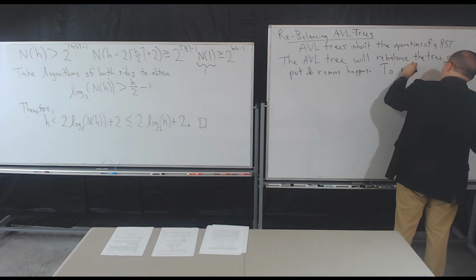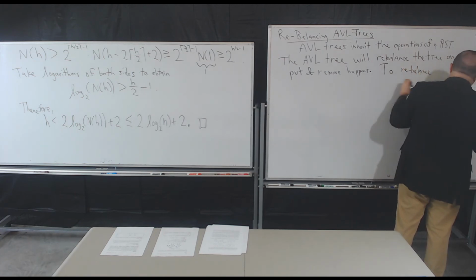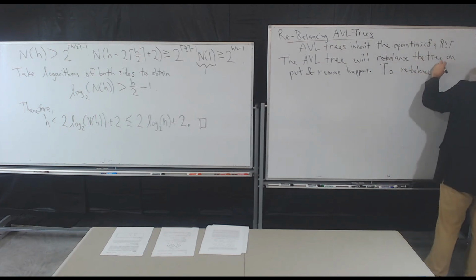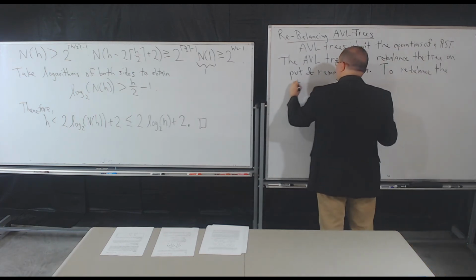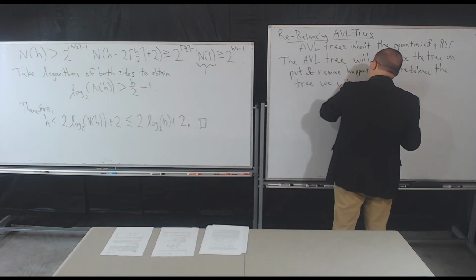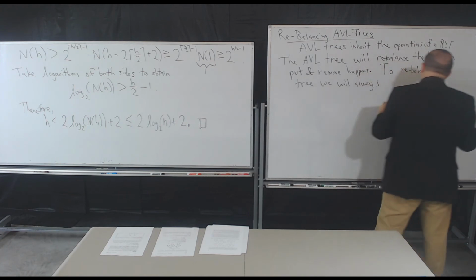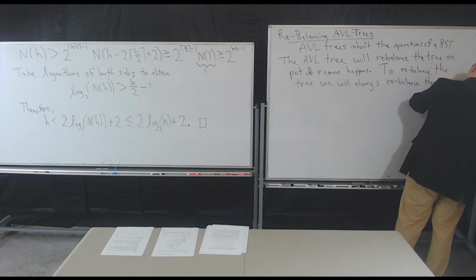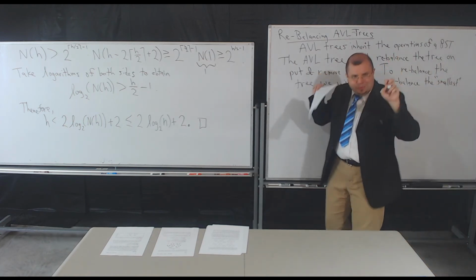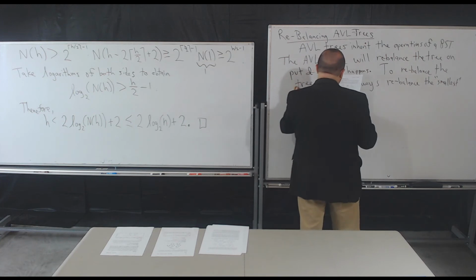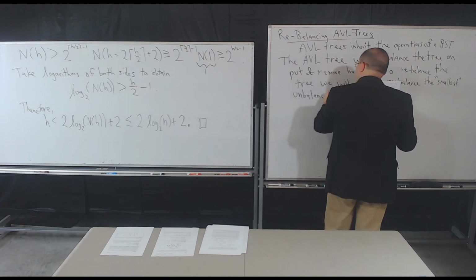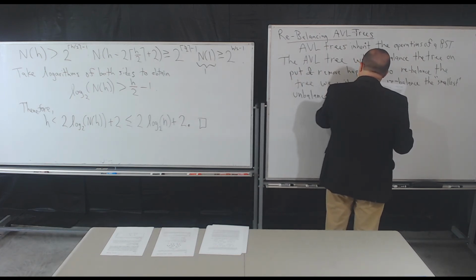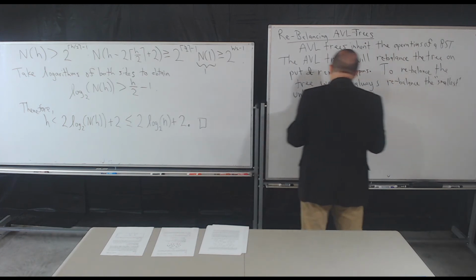So to rebalance the tree, we will always rebalance the smallest, and it's all in air quotes, you see, the smallest unbalanced subtree. So wherever the imbalance occurs, we're going to look at always the one that's the smallest unbalanced subtree. That means we're going to work our way bottom up as we make modifications.